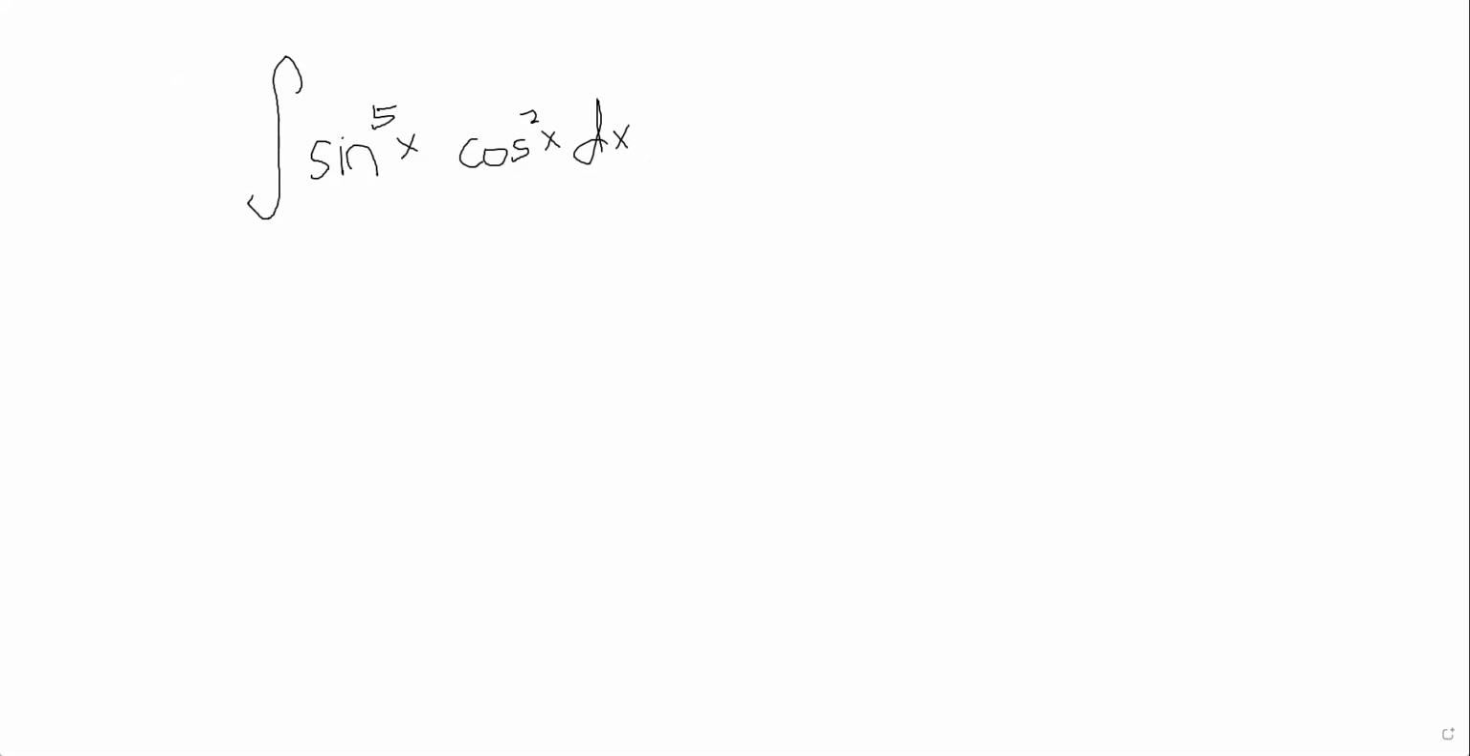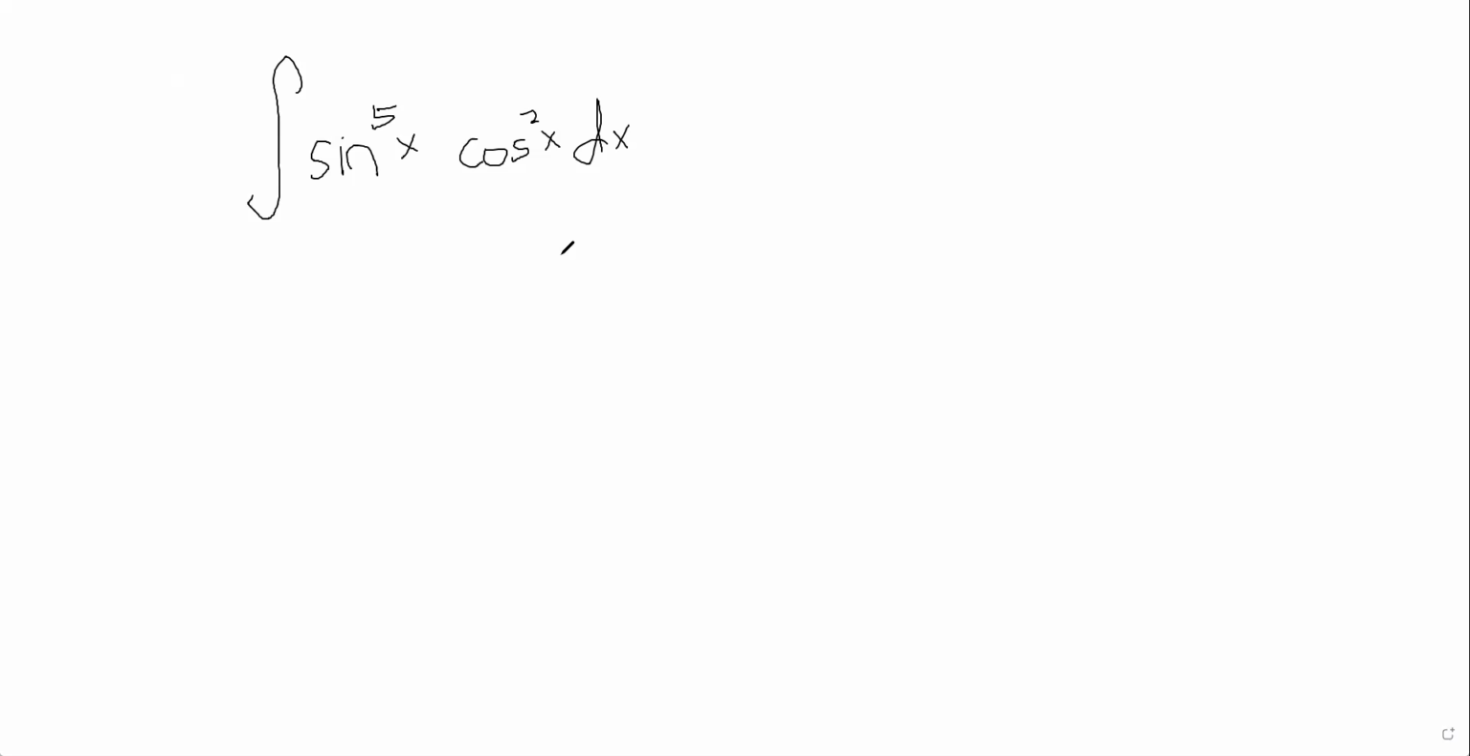Probably some iteration of sine squared x plus cosine squared x is equal to 1. Absolutely. So we want to pay careful attention to the powers and the parity of those powers. So parity of a number is whether it's even or odd. So the parity of our sine of x is going to be odd. The parity of our cosine of x is going to be even. So we want to take that information into account when we make our decision on how to rewrite this.